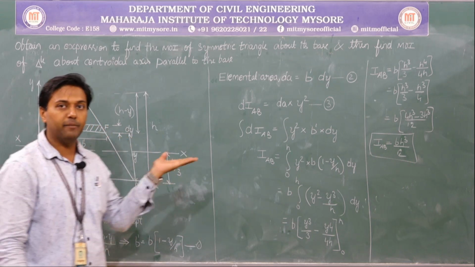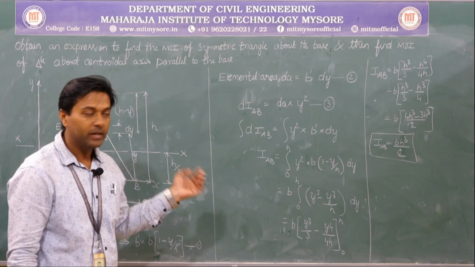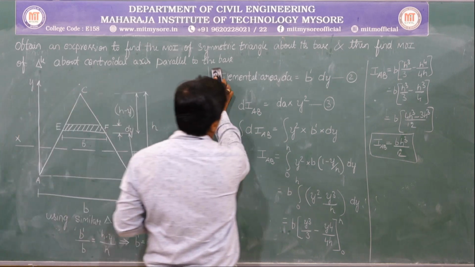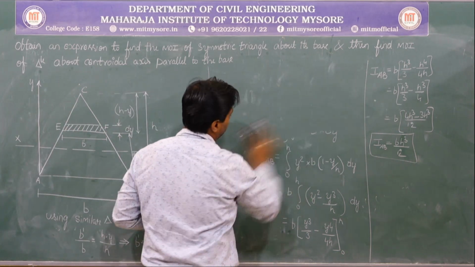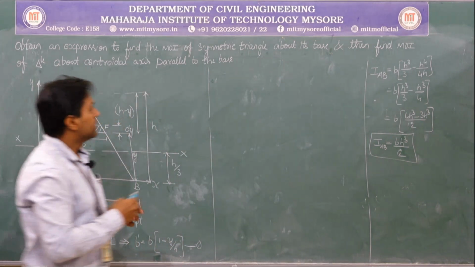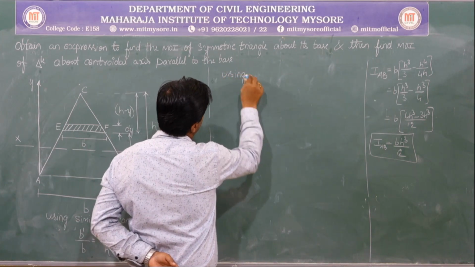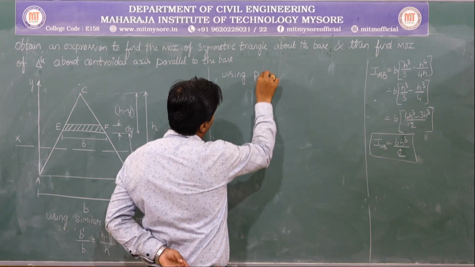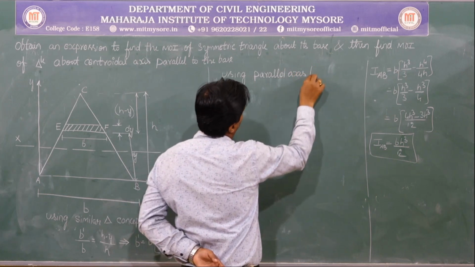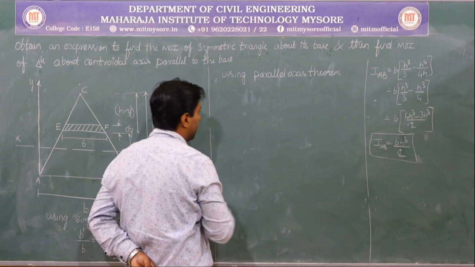So the centroidal axis from the base lies at a distance h by 3. Yes or no? So let us keep that in your mind. I will be rubbing this particular part because I am doing the second part of the question. So observe here, what I will be doing is using parallel axis theorem.